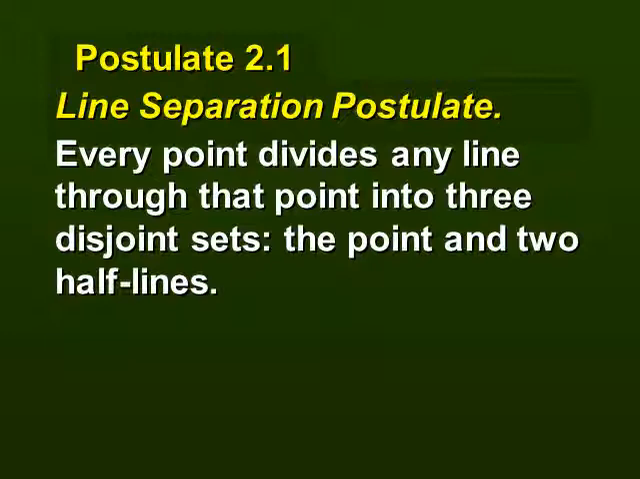Okay, and another postulate that you need to know is called the line separation postulate. So every point divides any line through that point into 3 disjointed sets. So you have the set of the point, and then you have 2 half lines which do not include the point. So it would look something like, here's the point, and then here's a half line, and then here's another half line. Now just remember that point does not have to be centered because a line is infinite in both directions. There is no such thing as a middle.